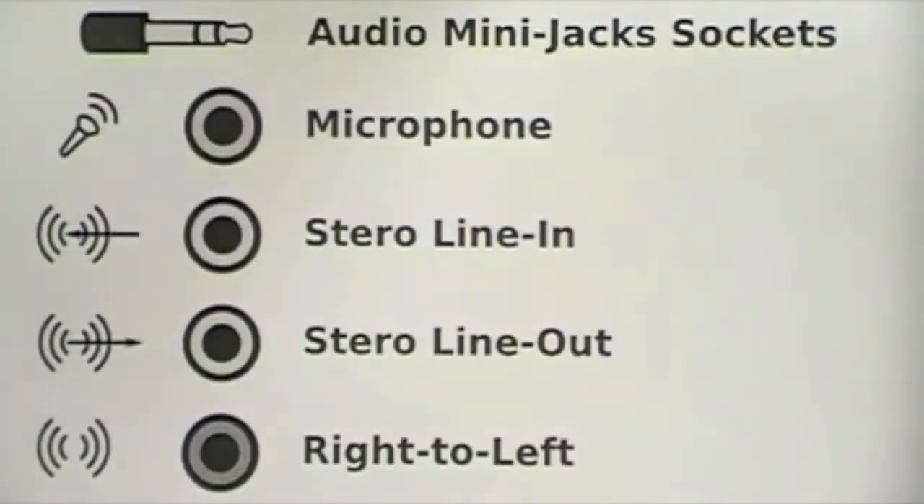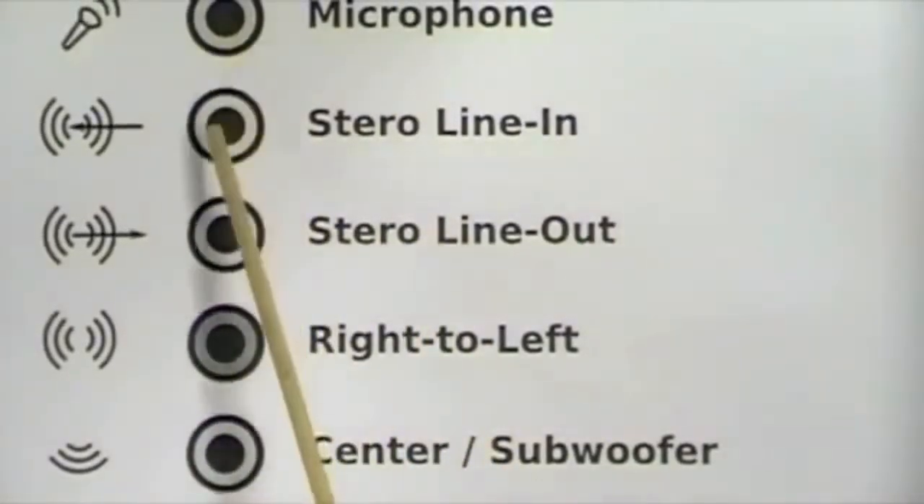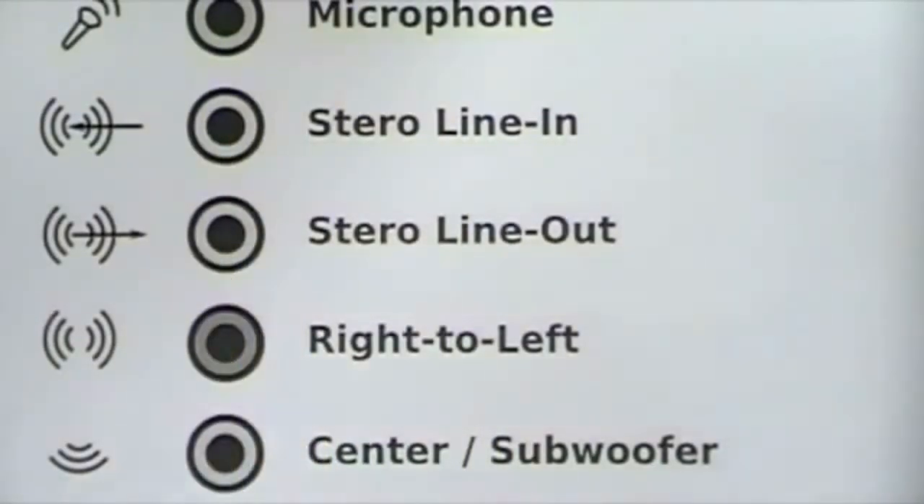We have the audio ports, and we have the audio port for the audio input. For example, we have the microphone port, and we have the stereo line in. So these ones are for input. We have the stereo line out. We have the right to left, and then we have the center or the subwoofer. So these three below ones are used for audio output. So for example, when you plug a speaker into the stereo line out, the speaker gives out sound, and when you plug a microphone into the microphone port, it takes in sound.